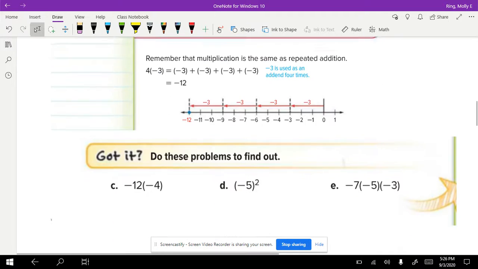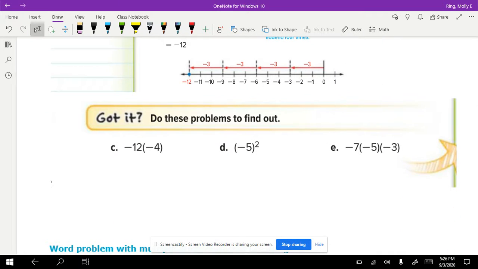Looking through in your packet further, you will see C, D, and E. Go ahead and solve those on your own while pressing pause on the video. When you press play, I will go over the answers.